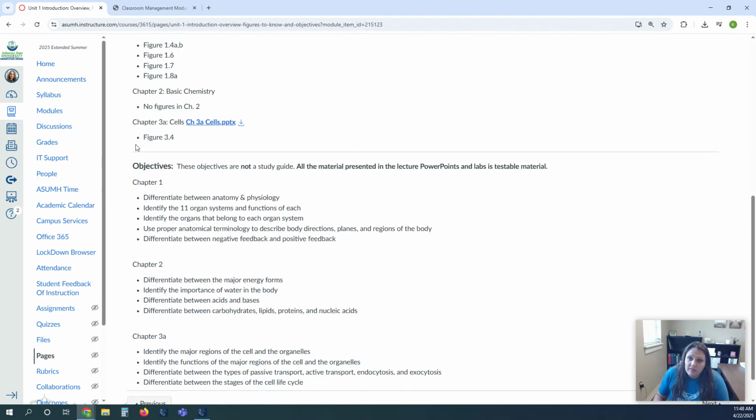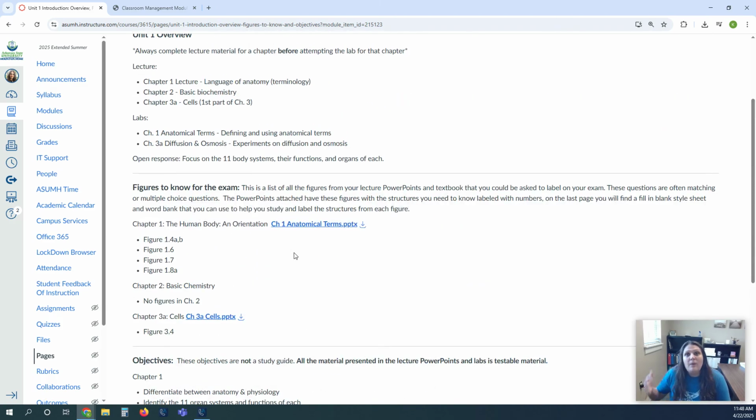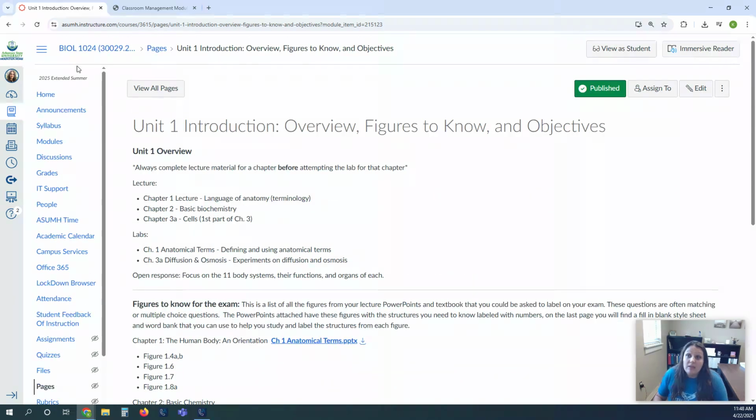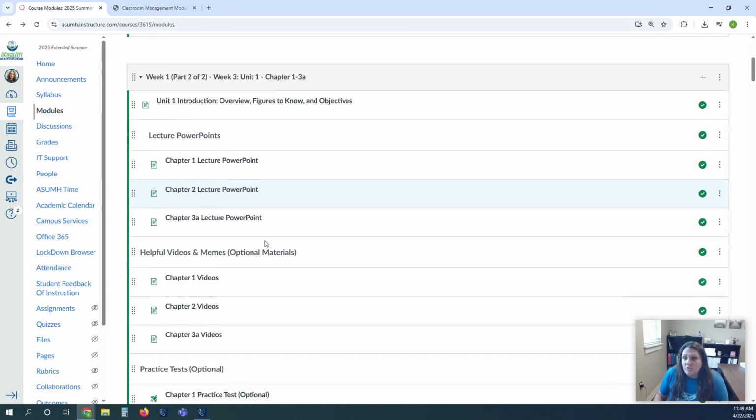And then the final thing that we have here is the objectives. This is not a study guide. It just gives you all of the information, the big picture items that we're going to be making sure that we cover within each one of the units. So that's the intro to each of the units.